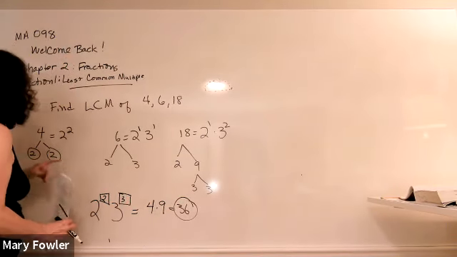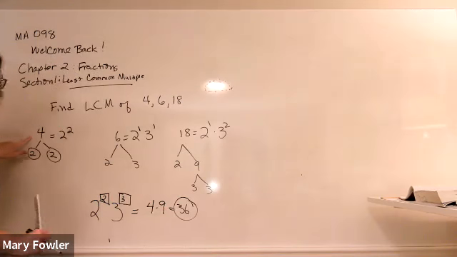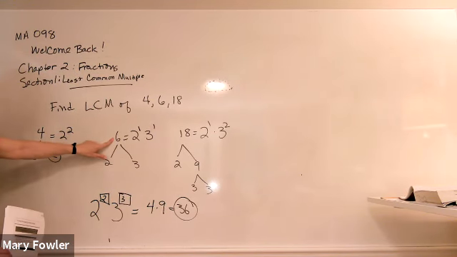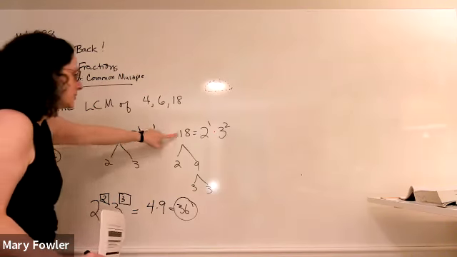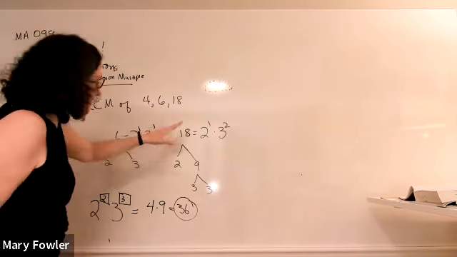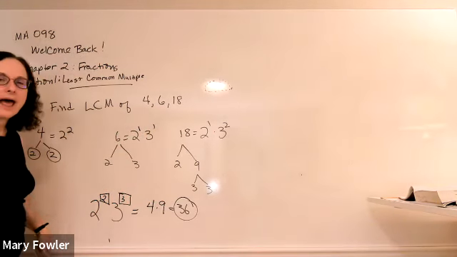So notice that 36 is a multiple of 4. 4 times 9 is 36. 36 is a multiple of 6. 6 times 6 is 36. And 36 is a multiple of 18. 18 times 2 is 36. And it is the smallest number that has that property.